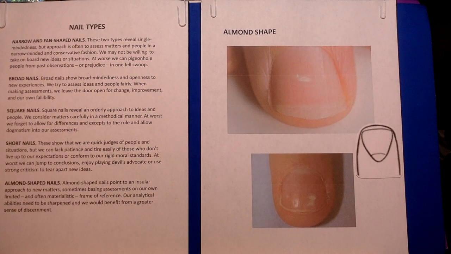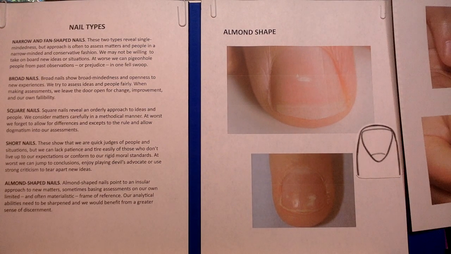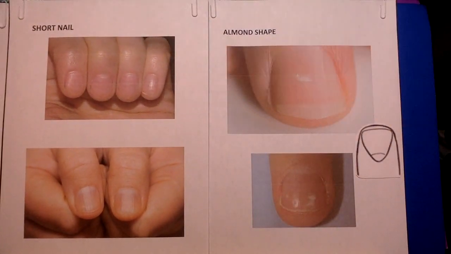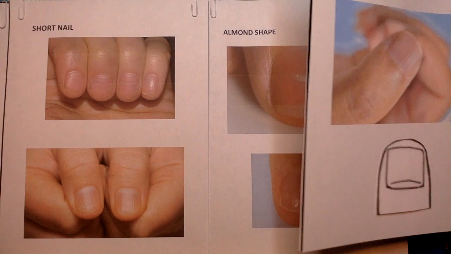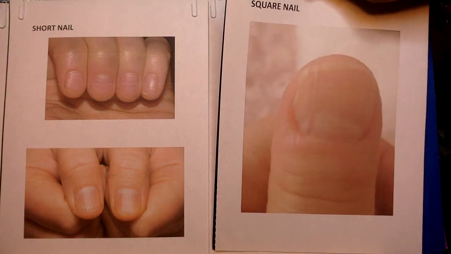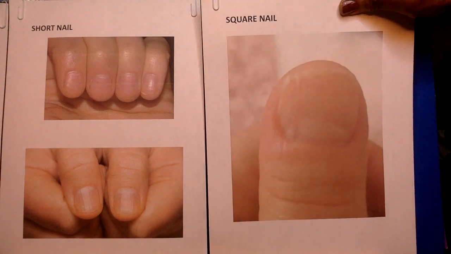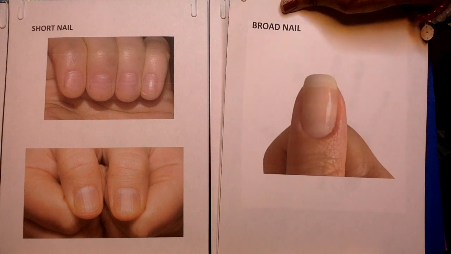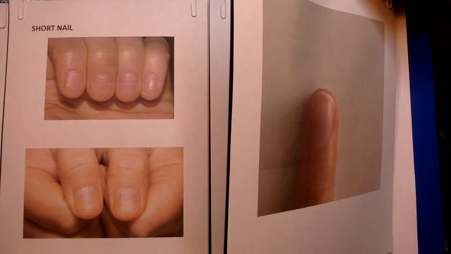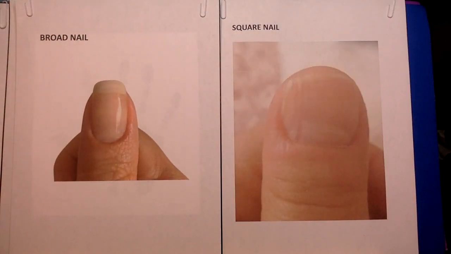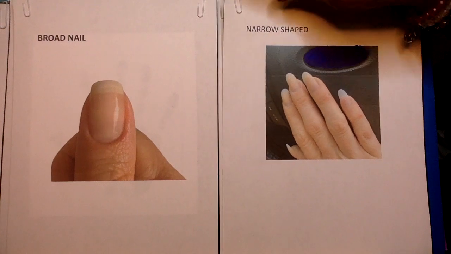Okay, just as a review, that's almond. This is short. This is square. This is broad. And finally, where we started, this is narrow.